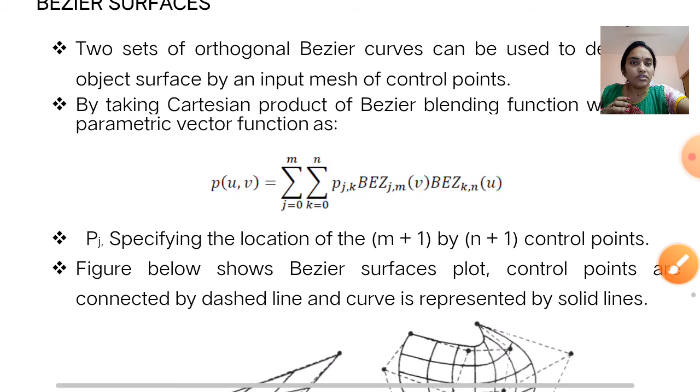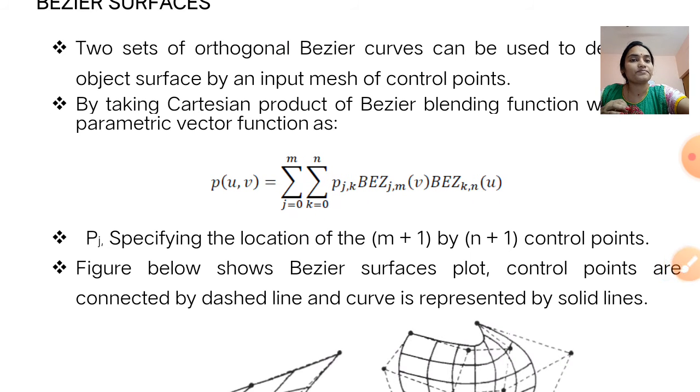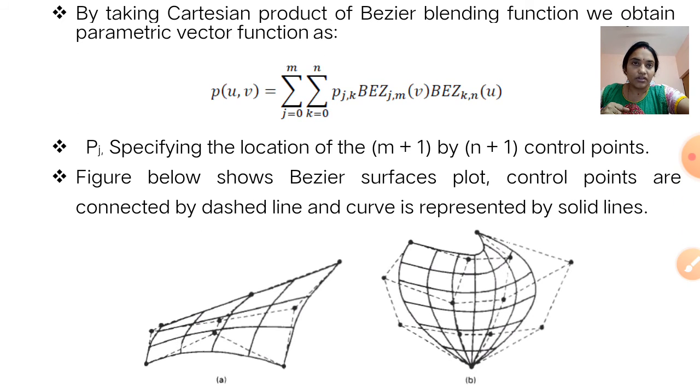So here Pj specifies the location of the m plus 1 by n plus 1 control points. That means in this figure, the Bezier surface plot control points are connected by a dashed line. So the Bezier surface plot and control points are connected.